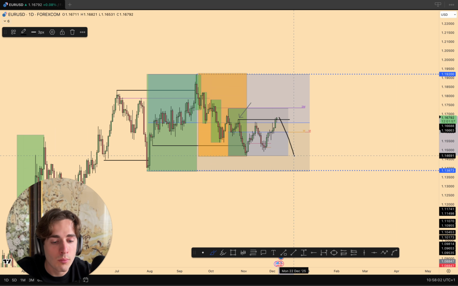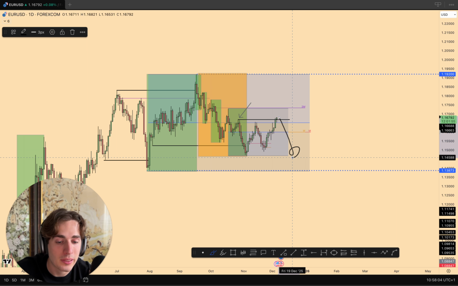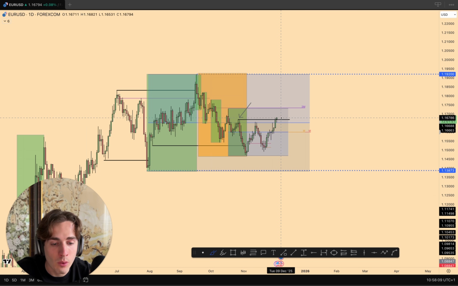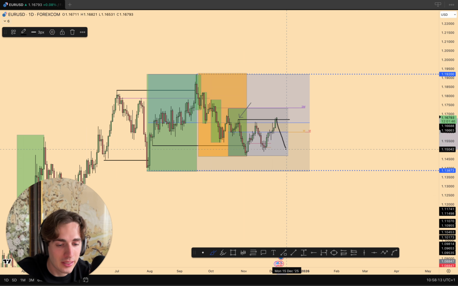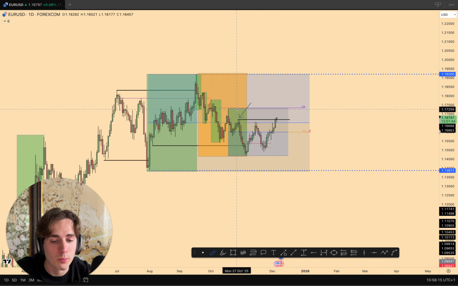Now, there is one more short opportunity on EURUSD. This for me is pretty much the final shorting opportunity that we can start looking for once we get the lower time frame confirmation, which I'll show you in a second. But this is definitely a region from where we can look for that short position.